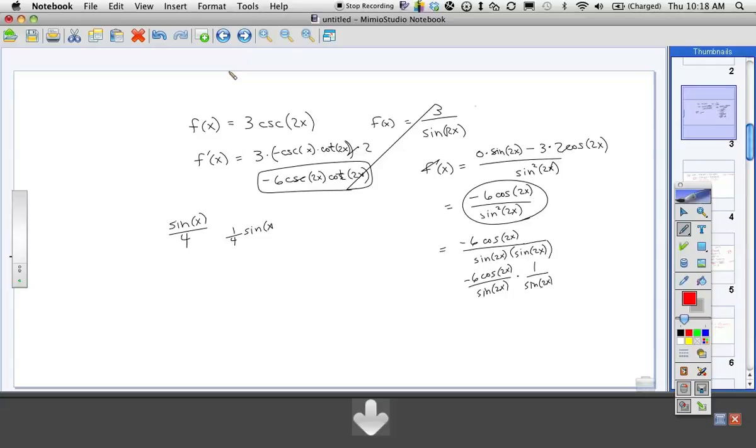Type in negative 6 cosecant 2x cotangent 2x and hit enter and see if it doesn't do this. Does it write this? So you see what I'm saying? So you told the calculator to do the derivative, it gave you this. Your answer was this, so type your answer in and hit enter and see if it matches. And if it matches, then you know yours was right. So that's a way you can check. All right.